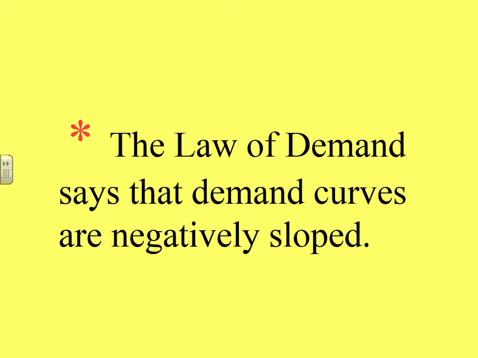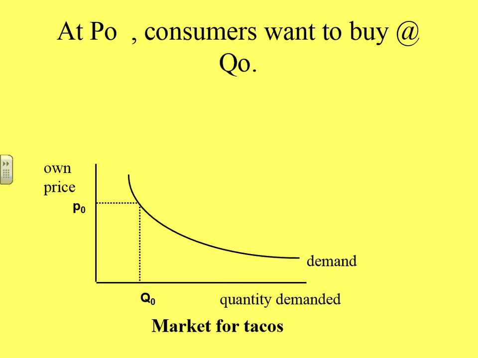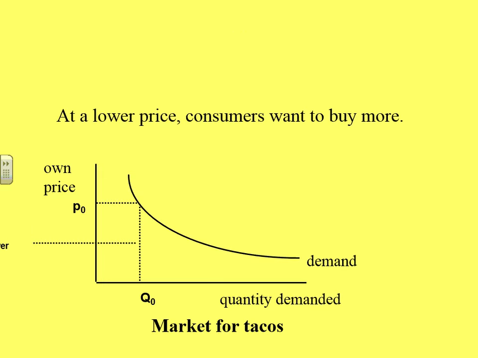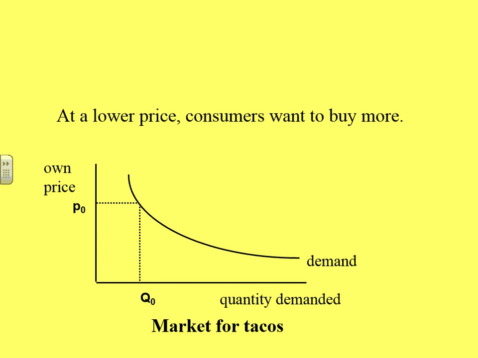The law of demand is also a visual representation of a demand curve, and it is negatively sloped, which means it's sloping down. If you look at the market for tacos, at P0, that's how many tacos people would demand. That's the quantity. What would happen if the price went down? If you lowered the price of tacos, people would demand more tacos. Price went down, quantity demanded went up. Visually we can see all of this information on a demand curve.